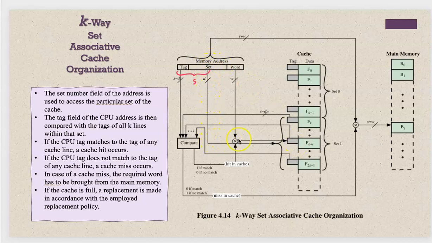1. Here they would immediately go to set number 1, and within set number 1 we have 3 tags. All these tags would be compared in the comparator to the tag that is requested by the CPU. After they have been compared, if the memory is within this set and tag, then it would be a hit in the cache and the associated data would be read. If it is a miss in cache, then it would retrieve the data from the main memory. Now, if you want to copy memory from the main memory but the cache is full, a replacement is made in accordance with the employed replacement policy.